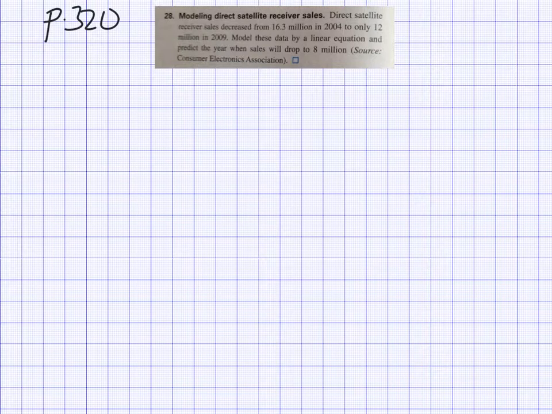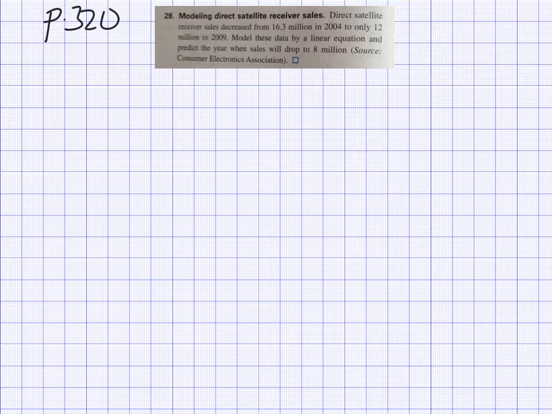Well, we are given 2 points here. It says it decreased from 16.3 million in the year 2004, that's 1 point, to 12 million in 2009. Now we can use these raw years, but remember it's sometimes nice not to have to use them. Because these are numbers like 2004 or 2009, we can treat 2004, since that's our first year, like year 0. And then 2009 will be 5 years after 2004, so we'll just call that year 5. Everything should work out the same.